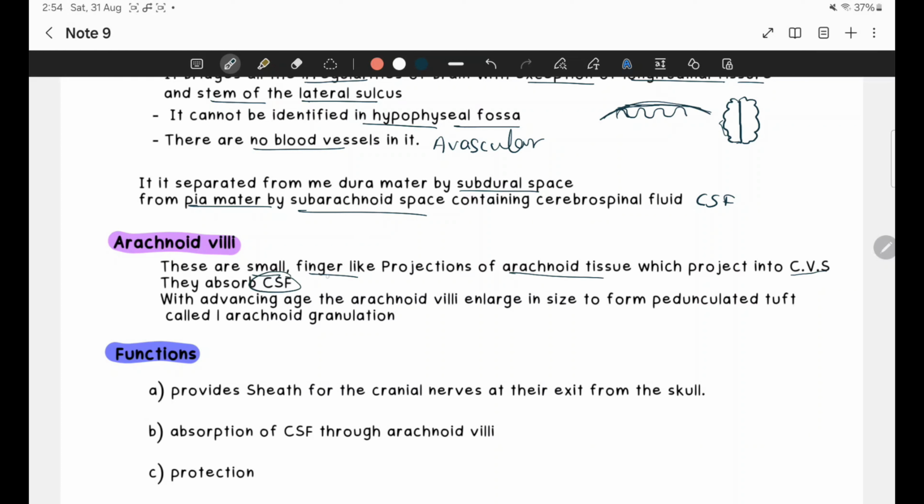Then arachnoid villi, these are small finger-like projections of arachnoid tissue which project into the cranial venous sinuses. They absorb CSF. Absorption of CSF is the main function of the arachnoid villi. With advancing age, the arachnoid villi enlarge in size to form pedunculated tufts called arachnoid granulations.